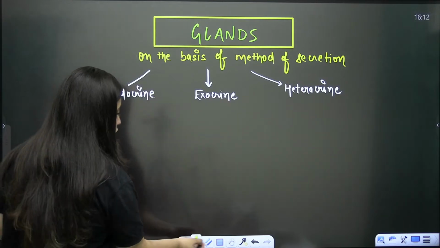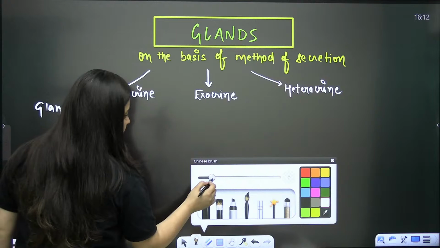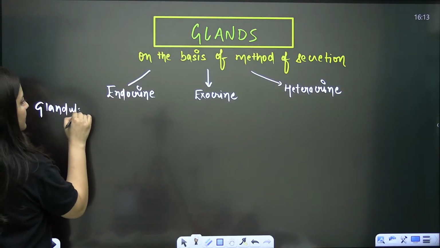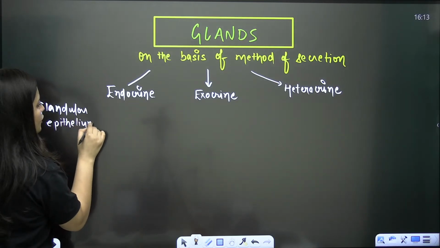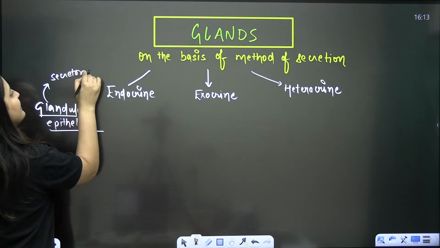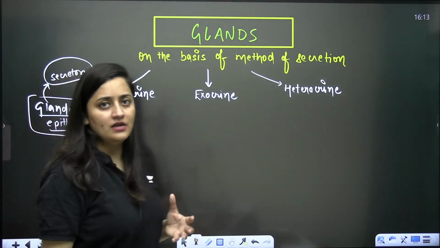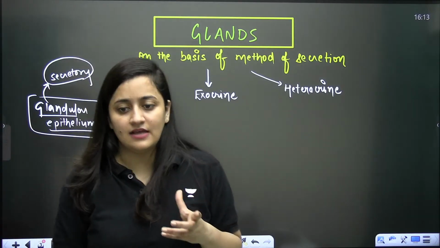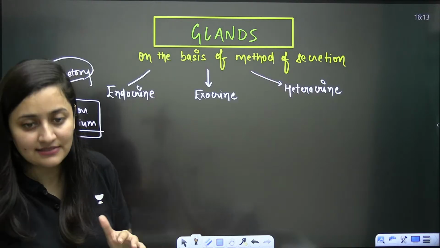In the last class also I told you about the glandular epithelium, isn't it? Glandular epithelium. Gland, it is secretory, it will release something. Glandular, the cell which will release something. It will release some secretions. Clear, bache?